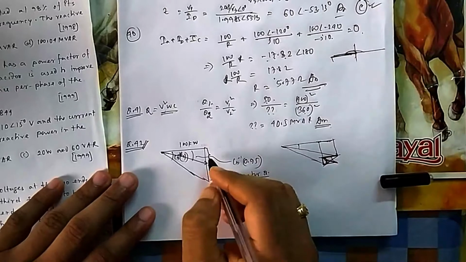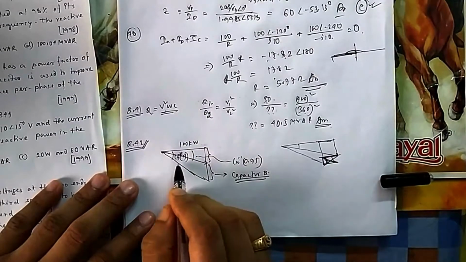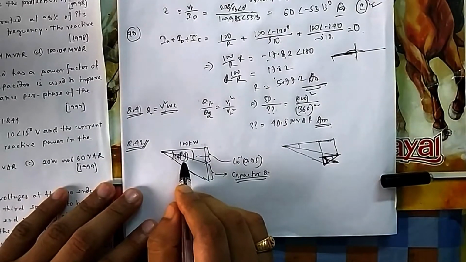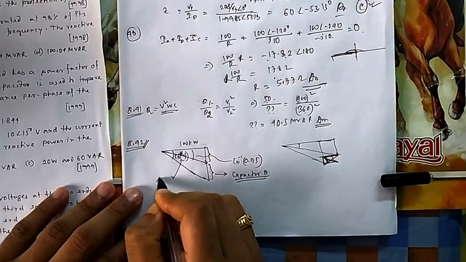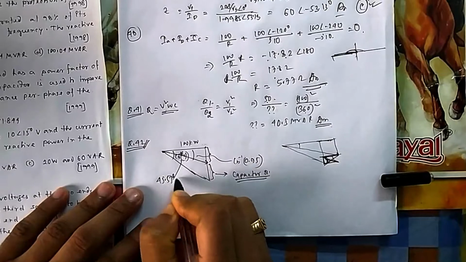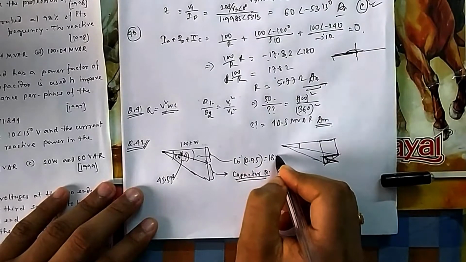So from normal trigonometry you can find this one. If you know these angles, what are these angles? If you calculate, this angle is 45.57 and this angle is 18.19.